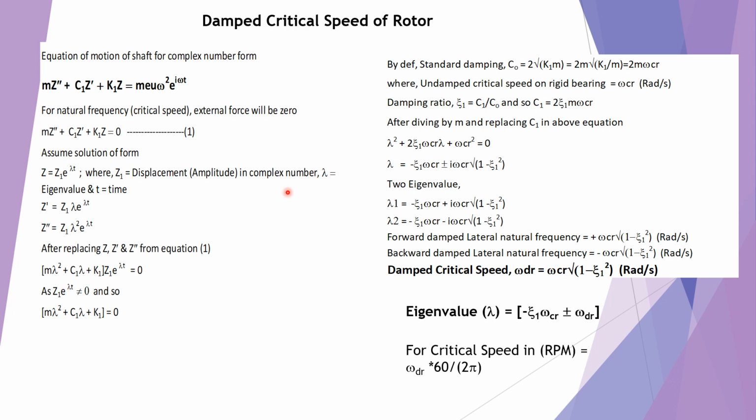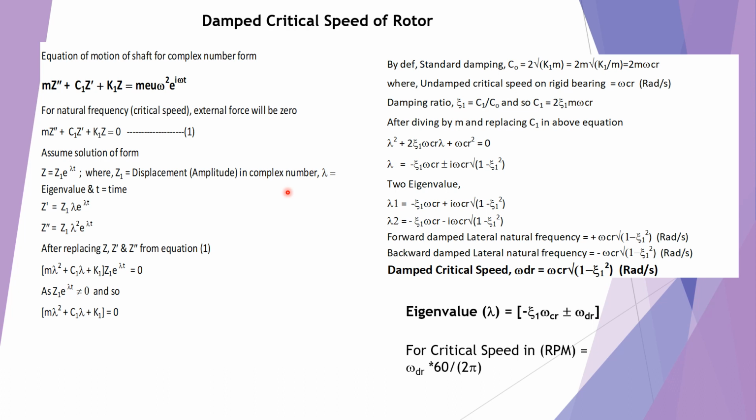So two eigenvalues: lambda 1 is equal to minus zeta 1 omega cr plus i omega cr square root of 1 minus zeta 1 square, and lambda 2 is equal to minus zeta 1 omega cr minus i omega cr square root of 1 minus zeta 1 square. So forward damped lateral natural frequency is equal to plus omega cr square root of 1 minus zeta 1 square, and backward damped lateral natural frequency is equal to minus omega cr square root of 1 minus zeta 1 square.